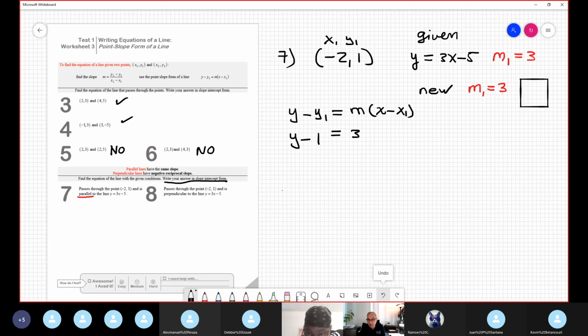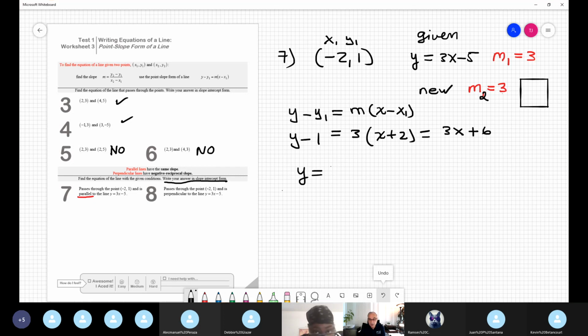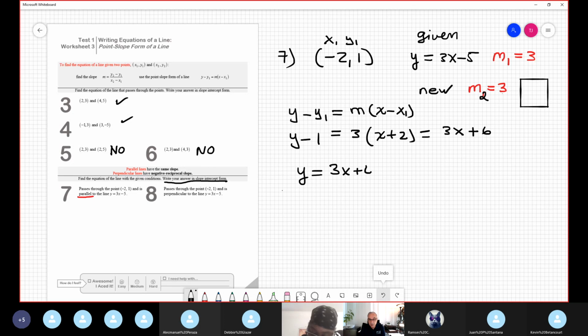Sorry, I made a mistake here. This is not 1, this is 2. But it's the same. Parenthesis x minus, plus 2, no? Double minus. Okay, distribute the property: 3x plus 6. Finally, y is equal to 3x plus 6 plus 1. Y is equal to 3x plus 7.